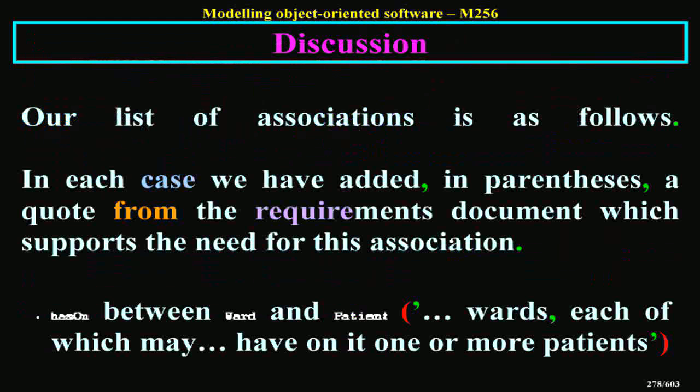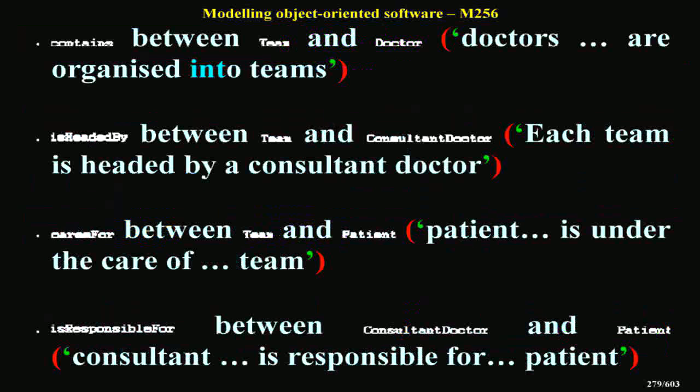Discussion. Our list of associations is as follows. In each case we have added, in parentheses, a quote from the requirements document which supports the need for this association. Between Ward and Patient, wards, each of which may have on it one or more patients. Between Doctor and Team, doctors are organized into teams. Between Team and Consultant, each team is headed by a consultant doctor.